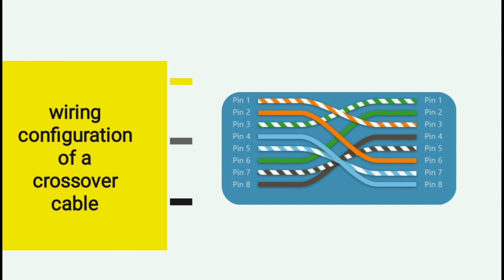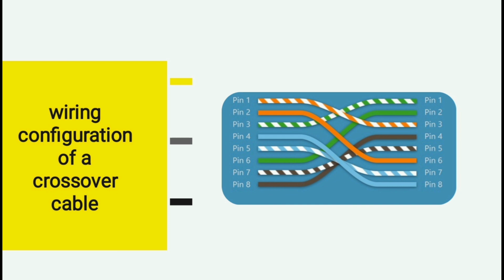The purpose of the crossover cable is to allow two devices to communicate directly with each other without the need for a hub or switch to act as an intermediary. In a typical Ethernet network, data travels from a computer through a switch or hub to another computer, but with a crossover cable, data can be sent directly from one computer to another.